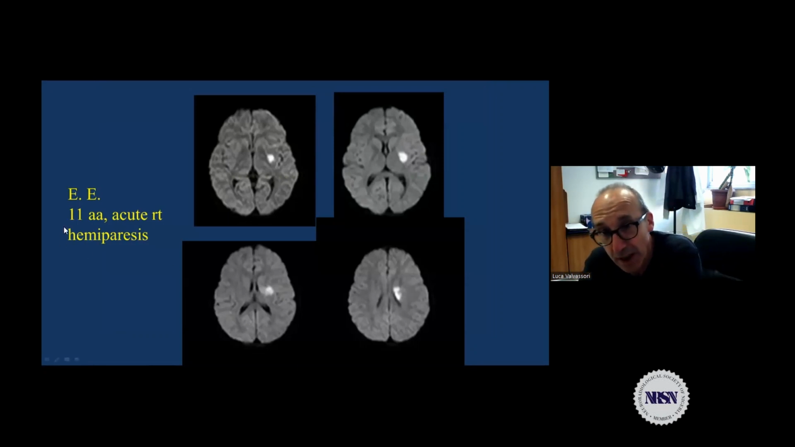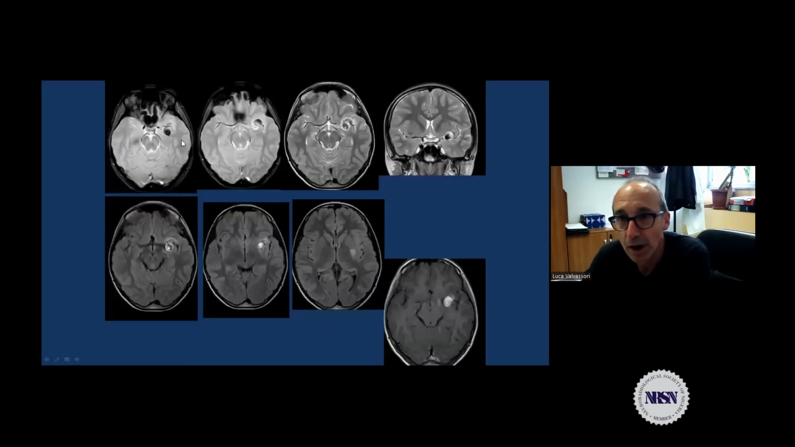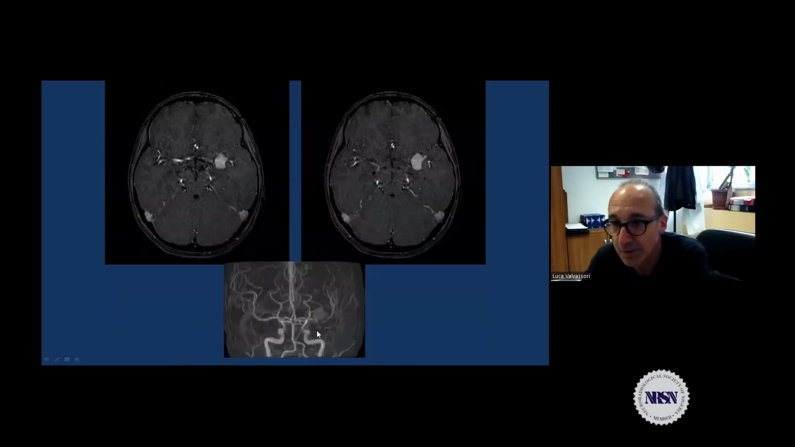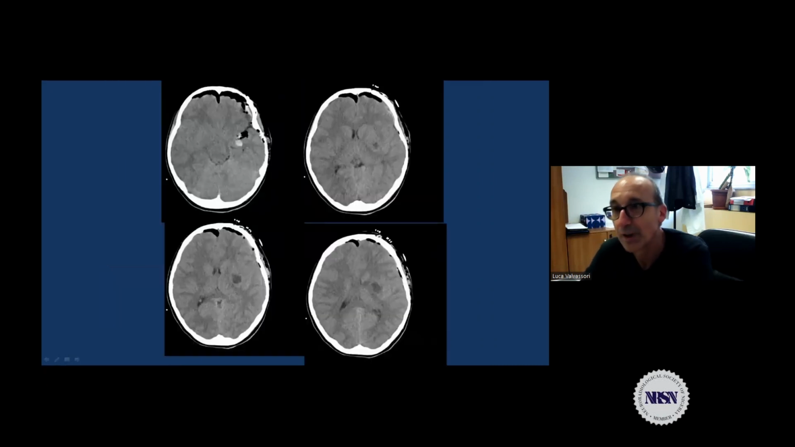This is an 11-year-old girl who had basically an acute hemiparesis and a small ischemic nuclear area, as you can see here. We can see here what is reasonably a sac of an aneurysm in the MR, as you can see here, and as you can see here in the MRA image.